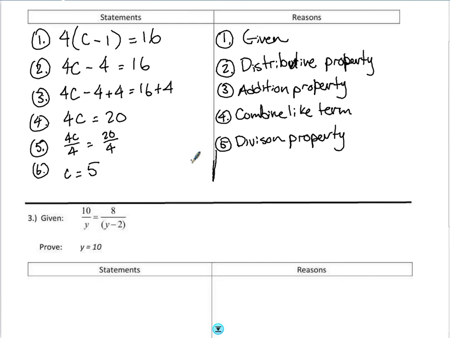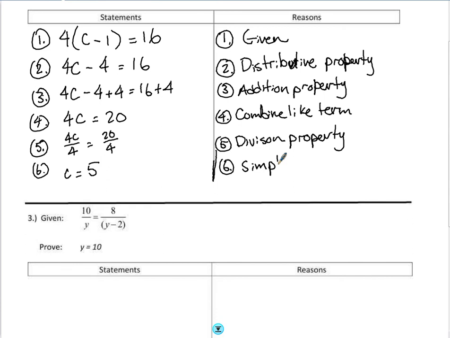So we're not going to be too nitpicky at this point on what properties you're using, as long as you're giving a reason for everything that you're doing, and also you're following this pattern or this setup. If you want to use the multiplicative identity here, that'd be fine, but we just want to help you through learning the process.